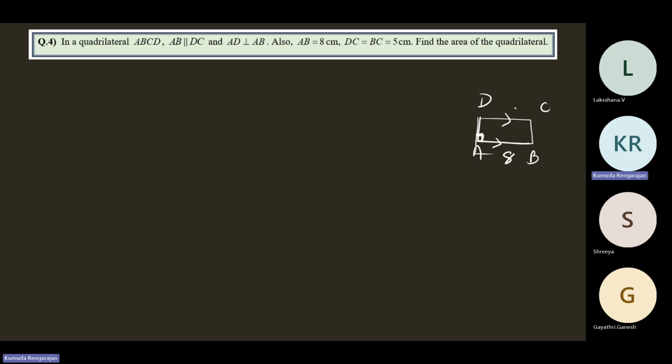BC. DC is 5. BC is also 5. Find the area of the quadrilateral. Okay, so this one is 90 degrees. So now we have represented all the information in this rectangle.